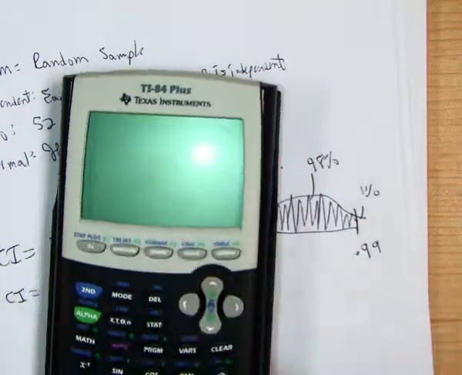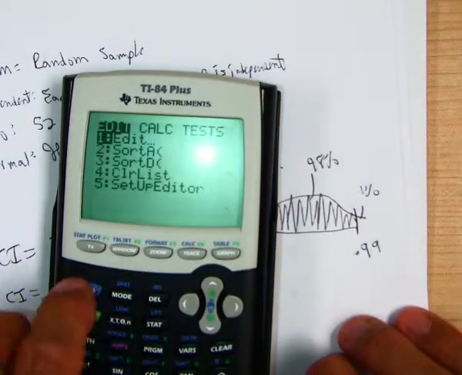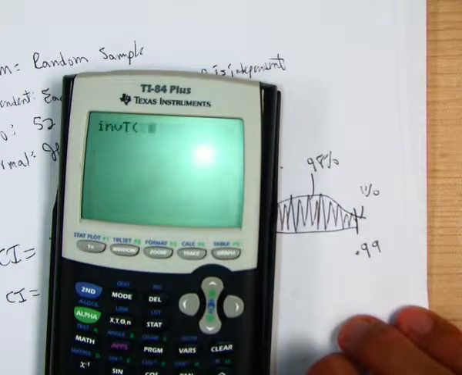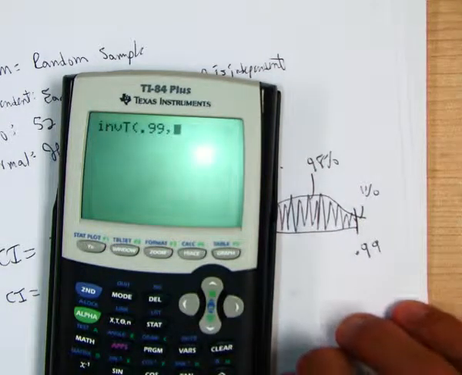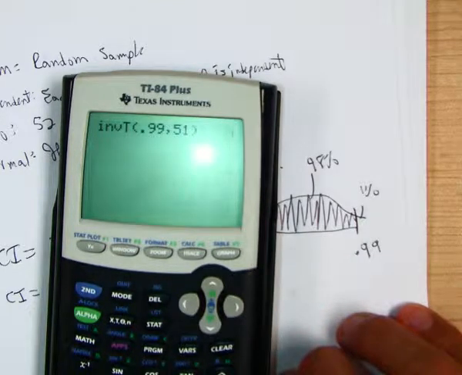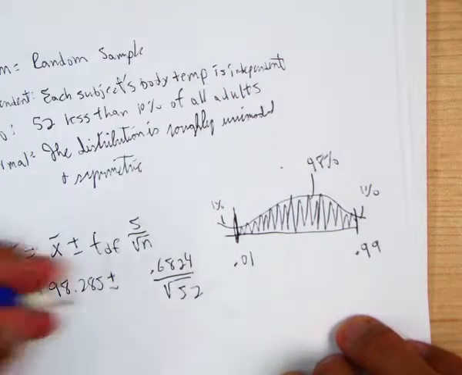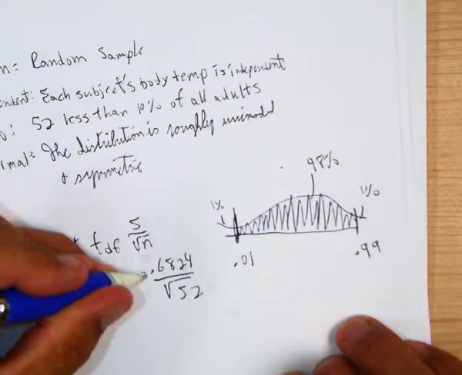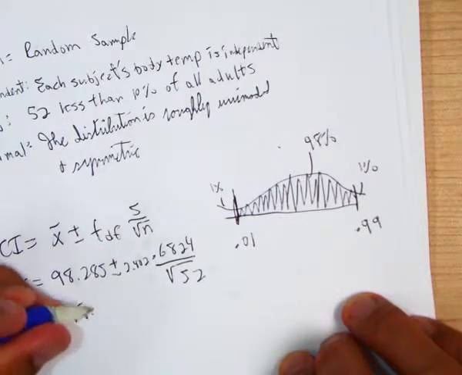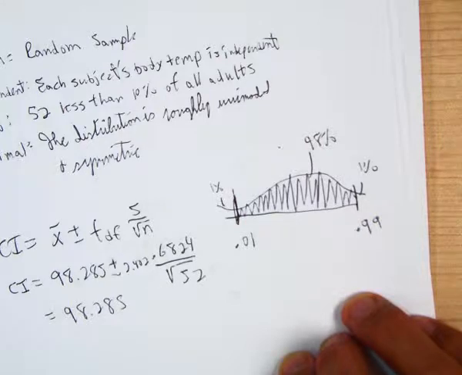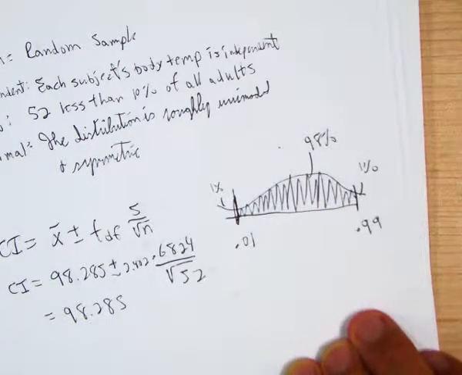So what am I going to do? I'm going to go to the calculator, and I'm going to do second distribution, inverse t, 99th percentile. And since our sample size is 52, there would be 51 degrees of freedom. And that's going to come out to 2.402. Okay, so let's multiply 2.402 times 0.6824 and divide that by the square root of 52. And that comes out to 0.227.